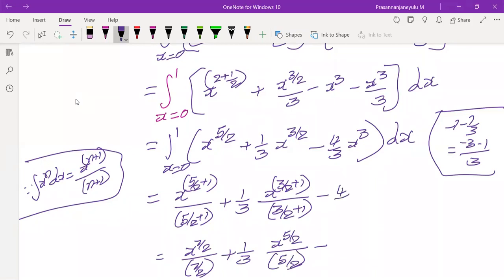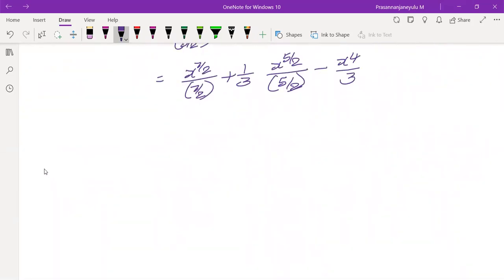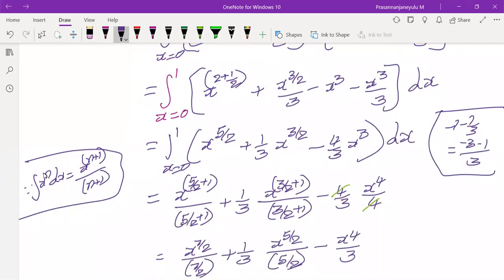minus, what about the third term? 4 by 3 into, what is the integration of x power 3? x power 3 plus 1 by 3 plus 1. 3 plus 1 is nothing but x power 4 by 4. So we can cancel these two, 4 and 4 get cancelled. So what is the last term going to become? x power 4 by 3. Okay, sorry, not completed. What about our limits? x limits are varying from 0 to 1. That we have to mention. Here also we can mention x is varying from 0 to 1.